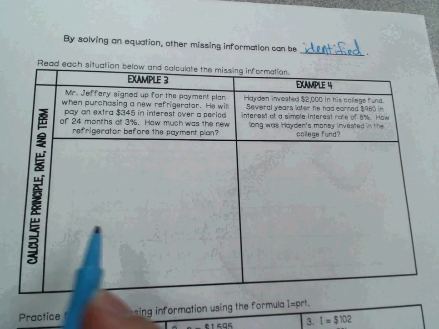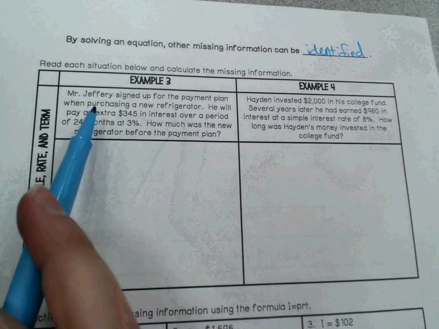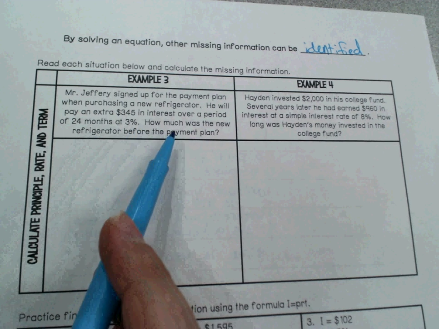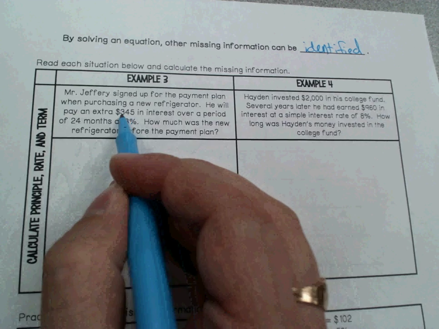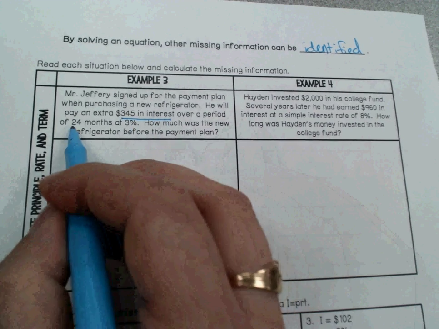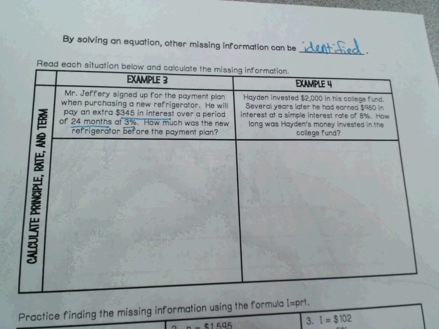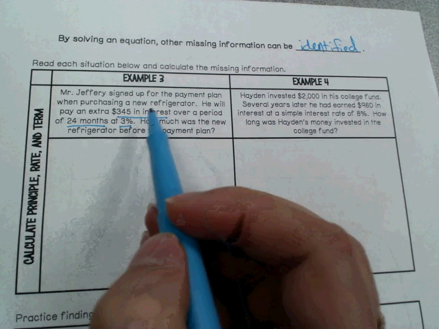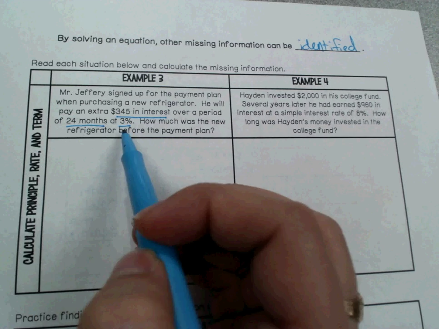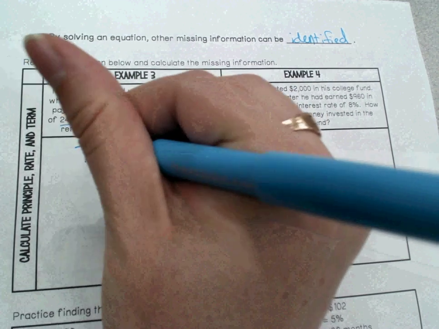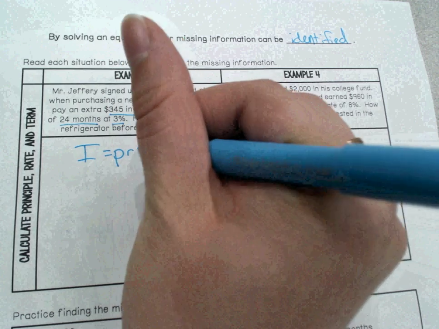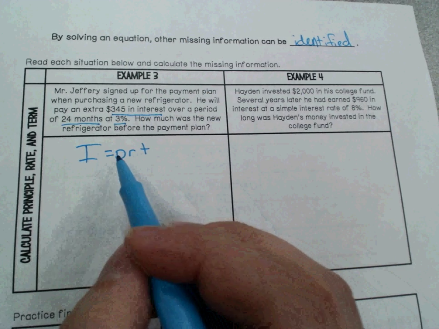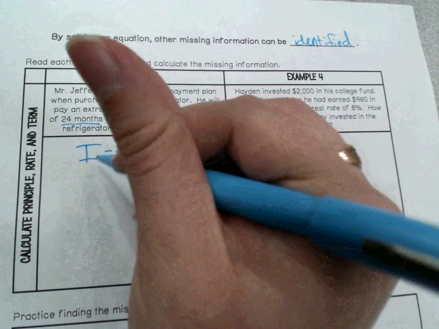So if we look at this third one, Mr. Jeffrey signed up for the payment plan when purchasing a new refrigerator. He will pay an extra $345 in interest over a period of 24 months at 3%. How much was the new refrigerator before the payment plan? So we know the interest, we know the time, and we know the rate. So going to our equation, I equals PRT, we're looking for the principal, how much the refrigerator was in the very beginning. So when we do this, plug in everything.